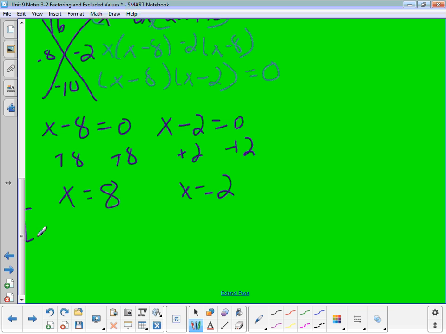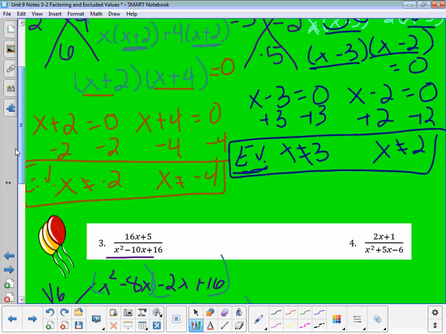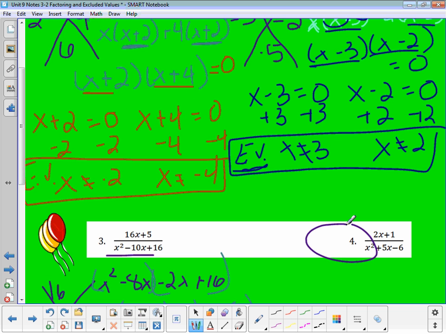But remember, those are our excluded values. Those represent when it's equal to 0. So if we're going to label it as an excluded value, then we don't want x to be 8, and we don't want x to be 2. All right. So I'm going to have you try number 4 on your own. So factor the bottom, and then set each of those factors equal to 0 using the zero product property.